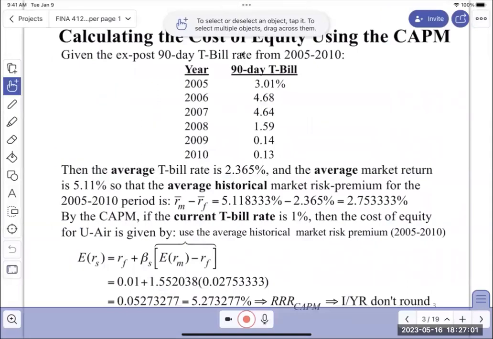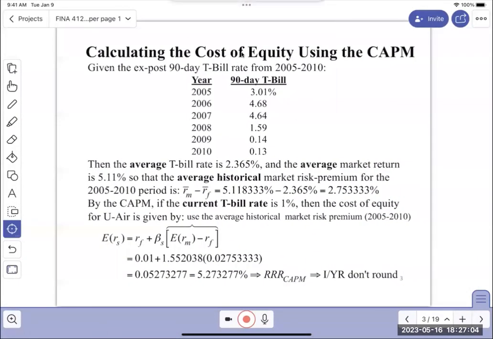Okay, so now let's put it together. Let's calculate the cost of equity. In other words, the required rate of return for UAIR. And to do that, we're going to focus on this volatile period, imagining that it's going to kind of stay the same. The next few years are going to be just like the next 5 years, because UAIR is a 5-year project, that it should stay relatively the same.